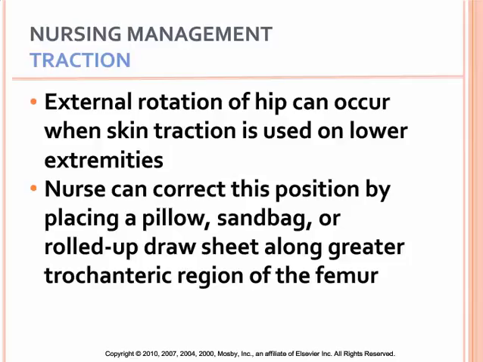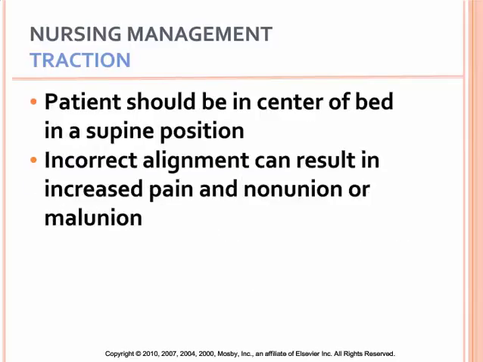External rotation of the hip can occur when skin traction is used on lower extremities, so be aware of that. You can correct this position by putting a pillow, a sandbag, or a rolled up draw sheet along the greater trochanteric region of the femur. Generally, the patient should be in the center of the bed in a supine position. Incorrect alignment can result in increased pain and malunion or non-union.